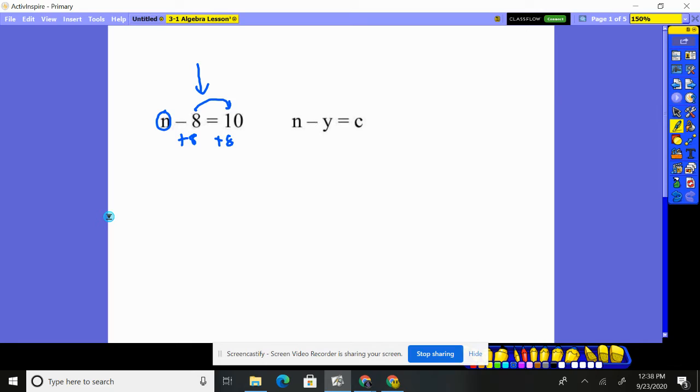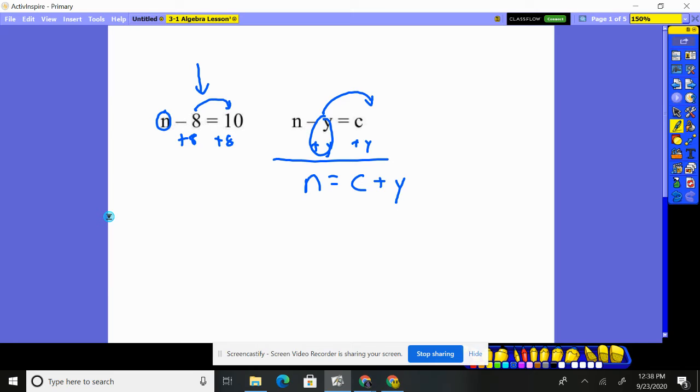Well, if we look at this one and we want to get n by itself, that means you need to get rid of this y. It needs to move over there. How are you going to move it over there? Well, you add y to both sides. Okay, we don't know what y is. It could be 8, it could be 7, it could be a million. We don't know. Doesn't matter. We move it to the other side. This goes away. We're left with n is equal to whatever c is plus whatever that y value is. This is how we solve for n.